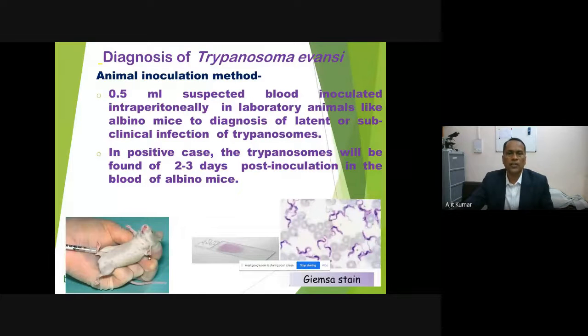This is the important diagnosis method. In cattle and buffalo, mainly chronic cases are found, which are diagnosed by preparation of a blood smear, but sometimes the parasite does not come into the peripheral blood circulation. So from the suspected animal, take 0.5 ml of blood and inoculate it intraperitoneally in albino mice. After 2 to 3 days, a blood smear or wet drop smear is prepared, and we can diagnose the Trypanosoma infection. After 3 to 4 days, if the suspected blood is positive, the albino mice will die.